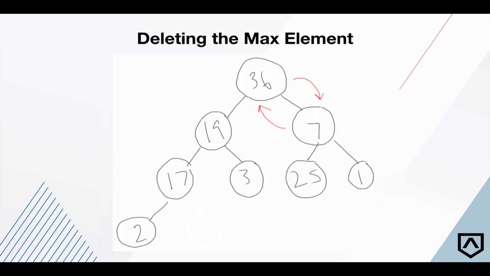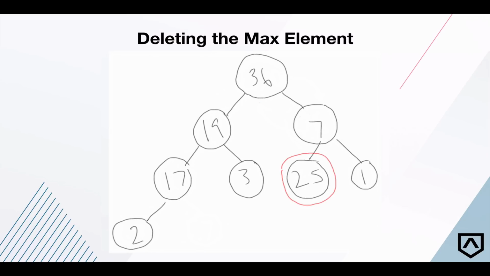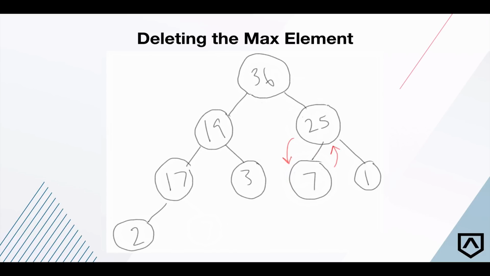So now we'll have 7 compare with its two new children, 25 and 1, and figure out if either of its children are larger than it. 25 in this case is. So once we figure that out, we need to swap 25 with 7. And now at this point, our heap is valid.